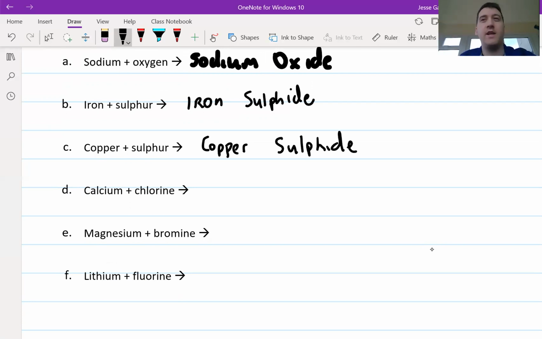Copper sulfide is the product. It's the name of the product. Well done, you got that right. Next one, calcium and chlorine. Okay, so calcium is a metal, so it comes first. Calcium. Chlorine is a non-metal, and it's a two-element compound, so it's going to be chloride.